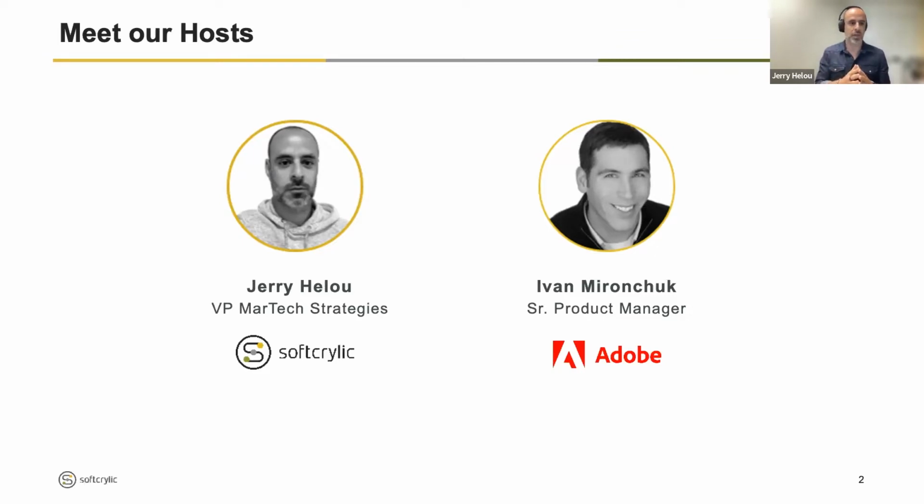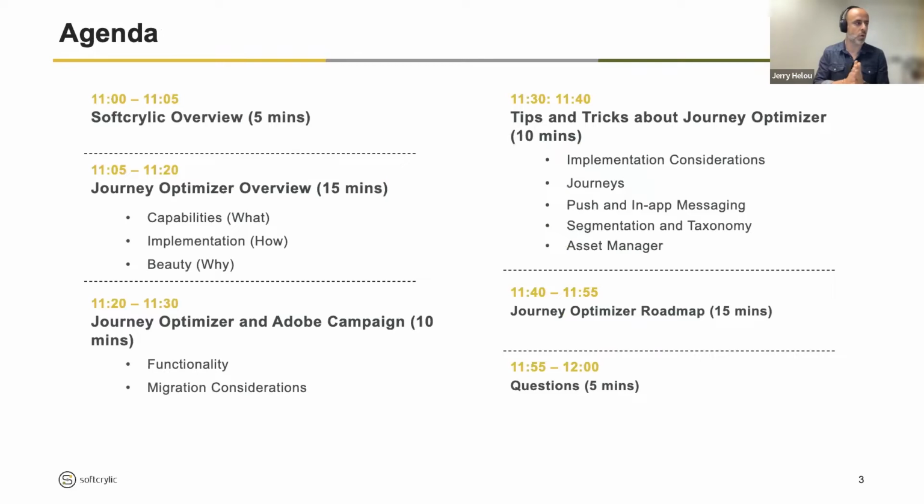So Ivan will be here in a few minutes, but in the meantime, I'll give a quick introduction. So, a quick agenda. I'm going to tell you a little bit about Softcrylic in case you're new to us. So this will be my sales pitch. It will be quick, but then from there we'll get into Journey Optimiser. I'll give you the overview of the what, how, and why. Basically, what are the capabilities? How do we implement it? And then why do we like it?